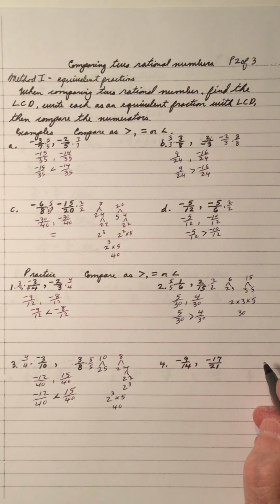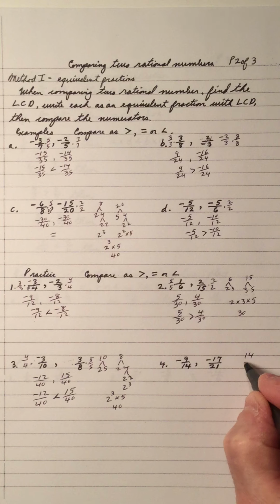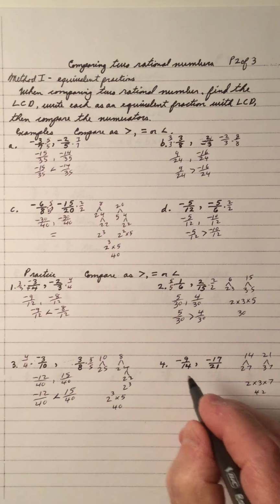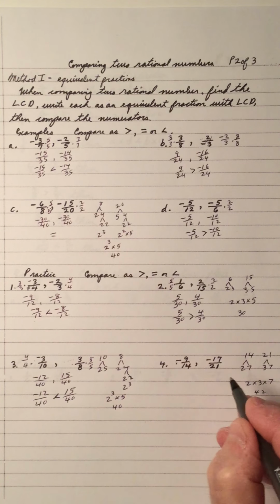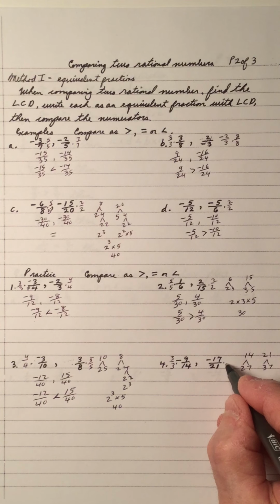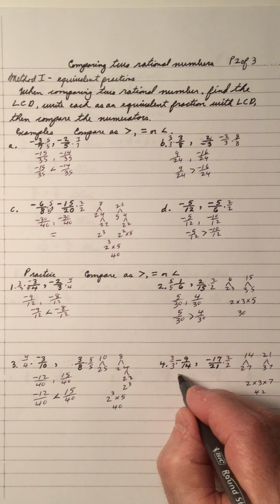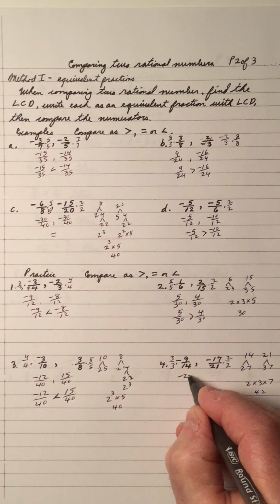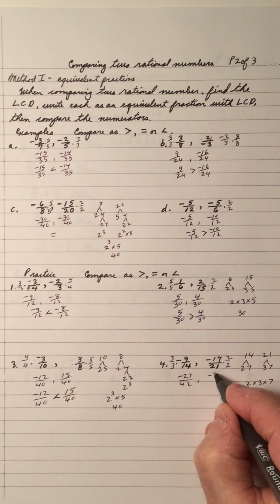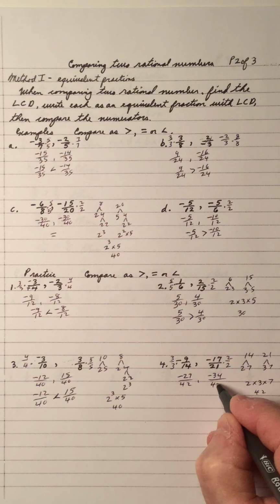Number 4, we have a 14. LCD is, break it down, 21 is 3 times 7. So we have a 2 and a 3 and a 7. And the highest power of each is 1. 6 sevens are 42. So we multiply the 14 by 3 to get 42. Multiply the 21 by 2 to get 42. So 3 times negative 9 is negative 27 over 42. And negative 17 times 2 is negative 34 over 42.